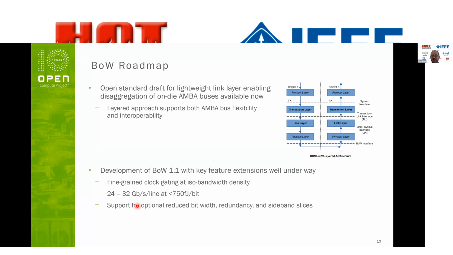And then finally, there are a number of other optional features to match certain application niches that need them. So things like reduced bit widths, redundancy, and defining things that may be used specifically for bring-up as a sideband. These are all optional extensions that are being built and, as I said, are quite far along from a definitional standpoint and are being baked into the standard right now.